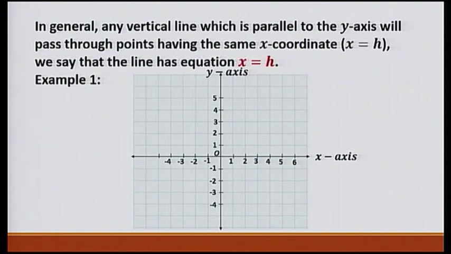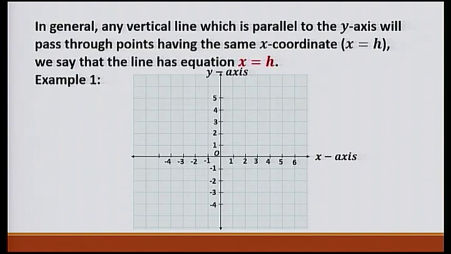In general, any vertical line which is parallel to the y-axis will pass through points having the same x-coordinate, that is, x is equal to h. We say that the line has equation x is equal to h.